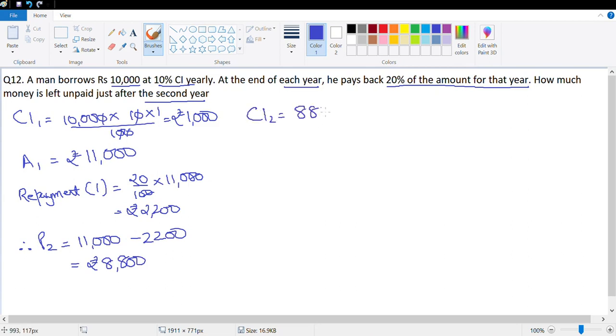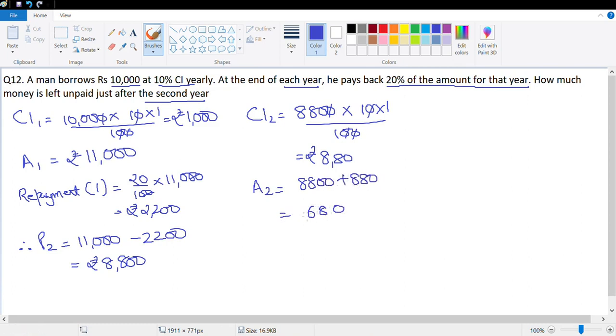Let's calculate compound interest for year 2. That will be principal into rate. Rate is 10% into the second year, which is 1 year upon 100, and that's equal to rupees 880. Okay, now just after the second year, which means he's already repaid something, so amount 2 would be equal to 8,800 plus 880, so that's rupees 9,680.